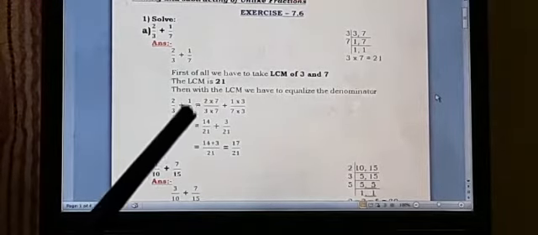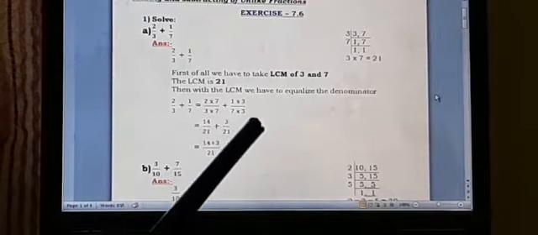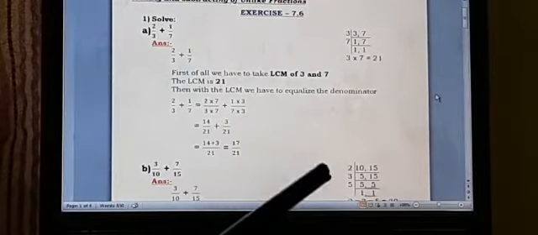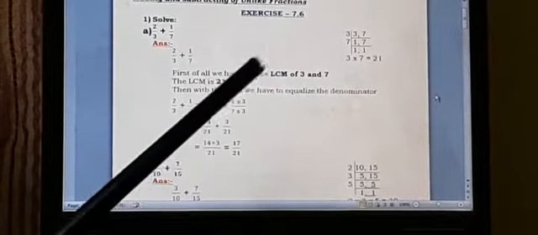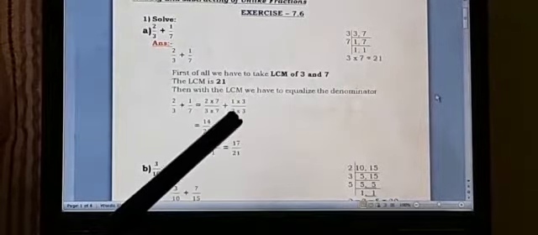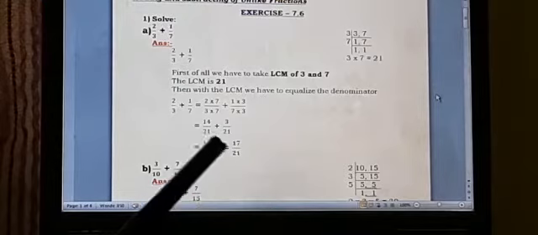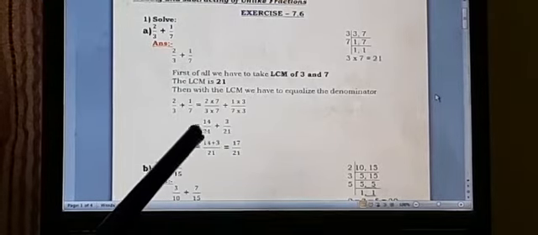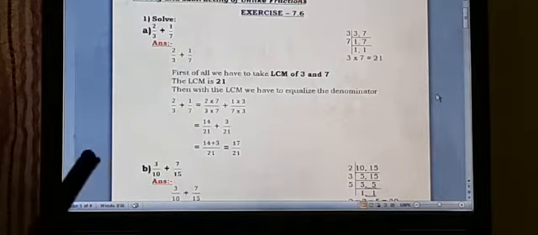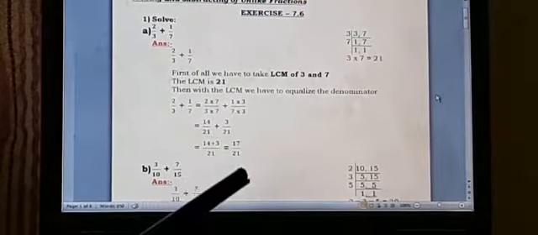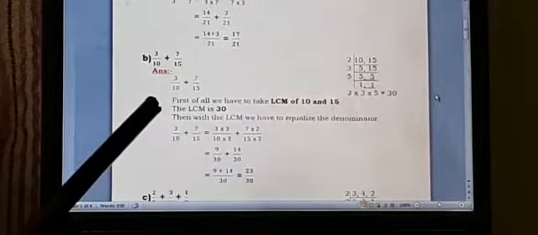Next, the second fraction, 1 by 7. With the 7, multiplying by 3 we will get 21. That same 3 we have to multiply with the numerator also. So the fraction is 3 by 21. Now we have equalized the denominators. Next we can add the numerators. So the answer is 17 by 21.